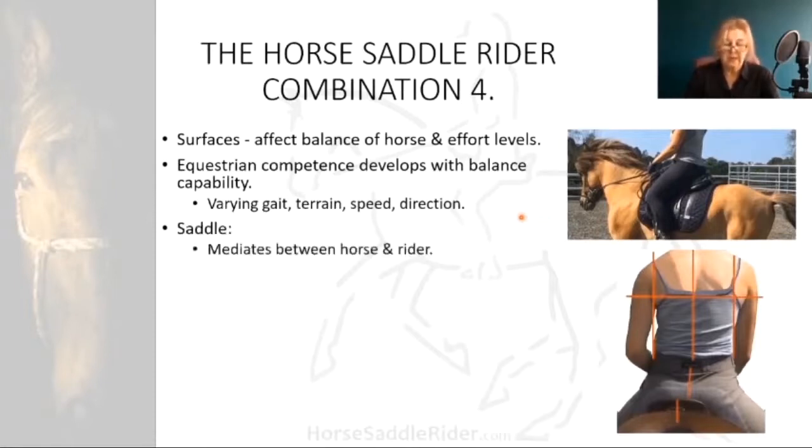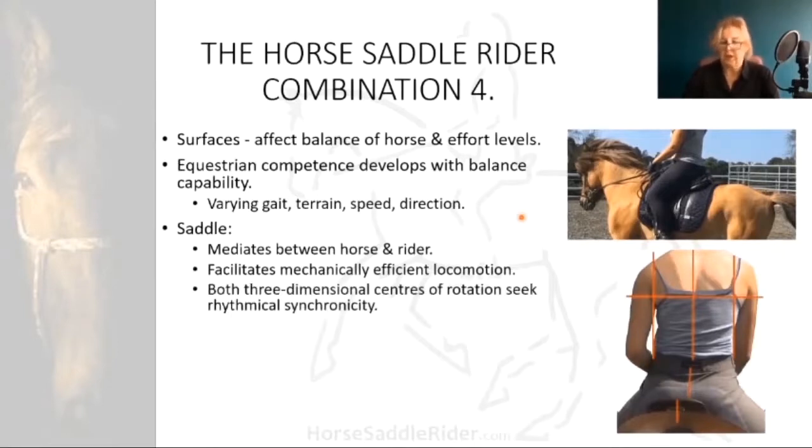The saddle, which mediates between the horse and rider, facilitates mechanically efficient locomotion, as the centers of rotation of the horse and the rider seek rhythmical synchronicity. So that's the whole point of riding a horse, remaining in balance, and a big part of that balance is marrying up these centers of rotation, making horse riding look effortless. But it's more of a problem when the rider is asymmetrical. And unfortunately, the majority of saddles are not made for individual rider seat conformation.